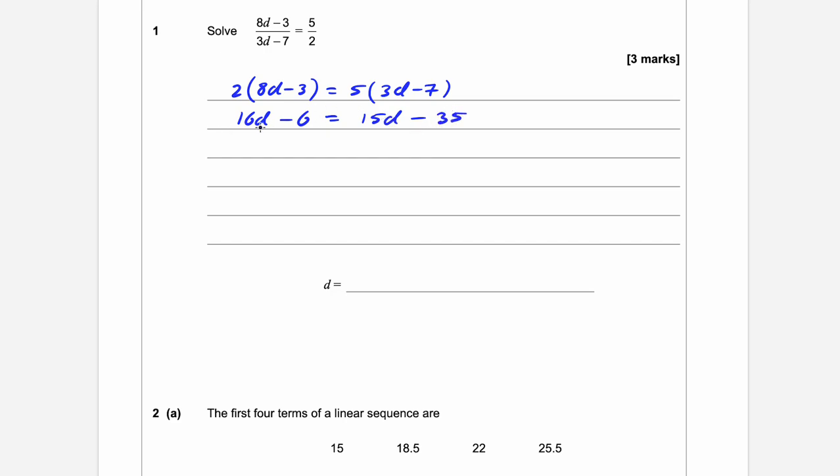D's to the left, so we'll subtract this 15d over here. So 16d minus 15d. And we will add the 6 over here. So minus 35 plus 6 gives me d. 16 minus 15 is 1. So 1d equals minus 35 plus 6, which is minus 29. D is negative 29. Okay, question 2.